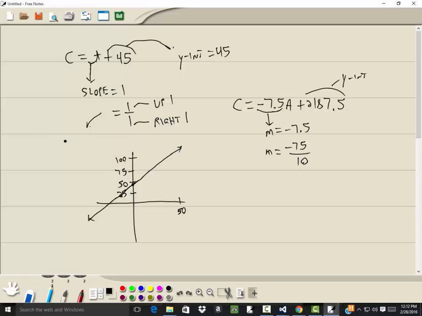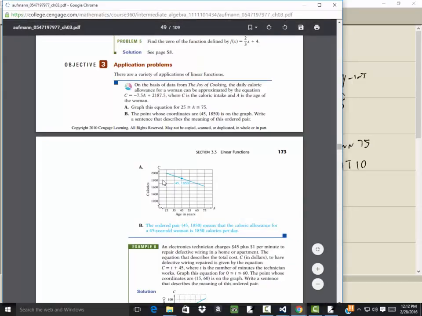But if I had changed this to 50 over 50, we know 50 over 50 is equal to 1 also. This would tell us go up 50 and right 50. That might be a little easier to see. Now, a negative up on top tells us down. So this would tell us down 75, and this would tell us right 10. So I'd go to my y-intercept, and I would go down 75 and right 10. Again, not so easy to see. They don't even put the y-intercept on here.